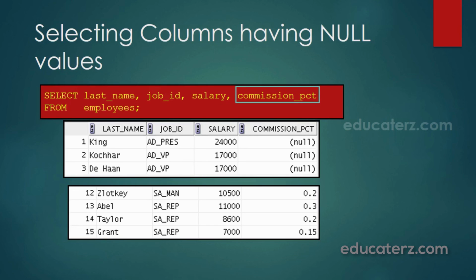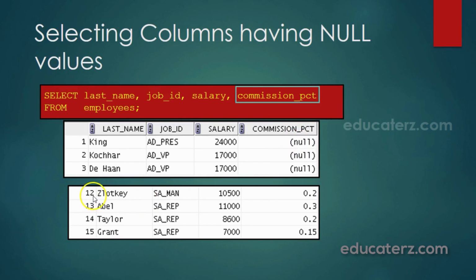Look at this example. In this example, I am selecting last name, job ID of the employee, salary, and commission percent. Commission_PCT is the name of the column. This indicates the percentage commission given to an employee from the employees table. The result is shown here. Look at this. King is the last name. His job ID, his designation, is AD_PRES, and his salary is $24,000, and commission percent, it is null. It indicates that he doesn't get any commission.